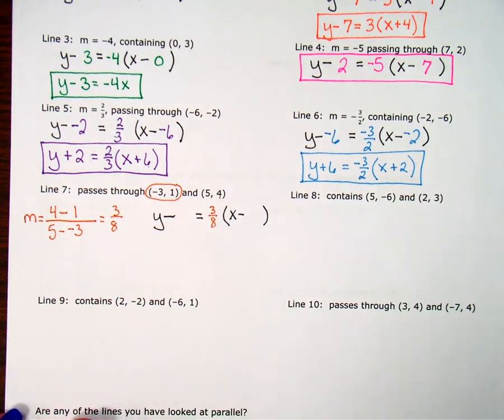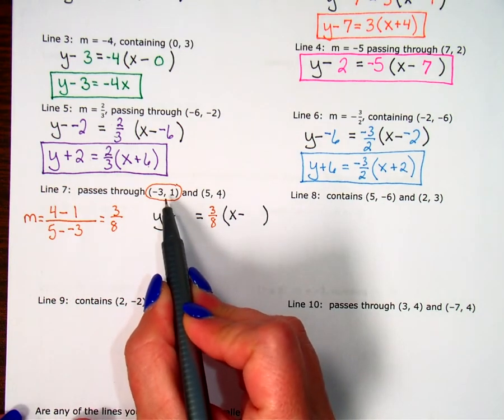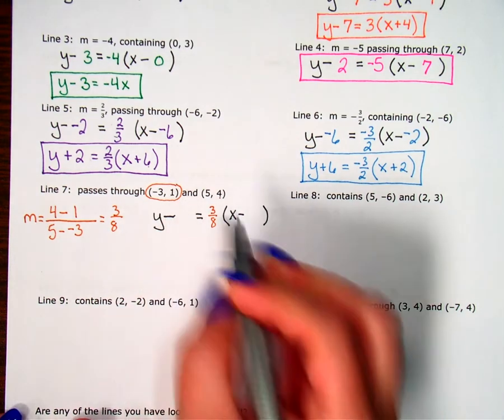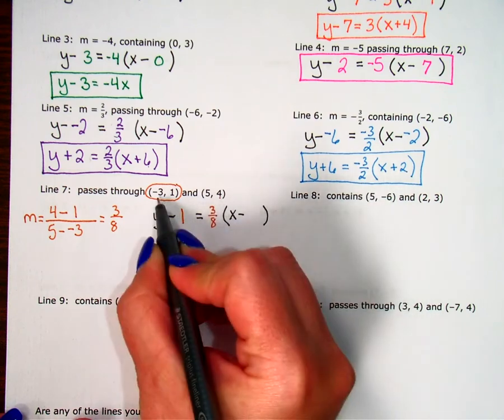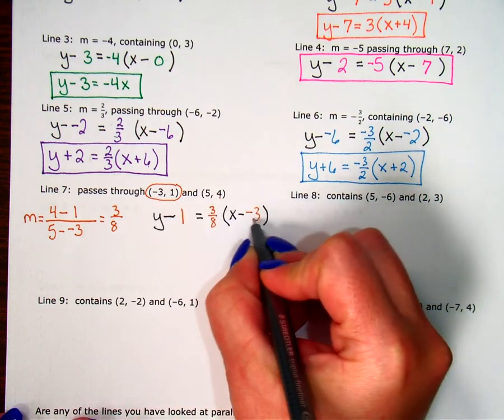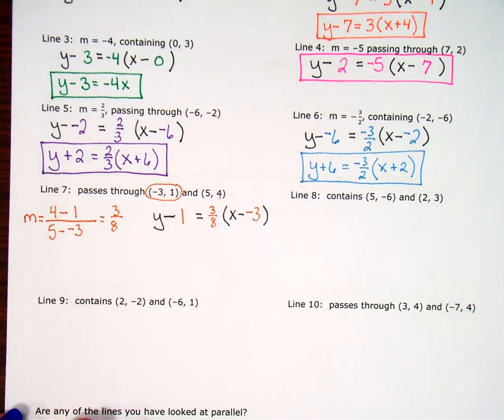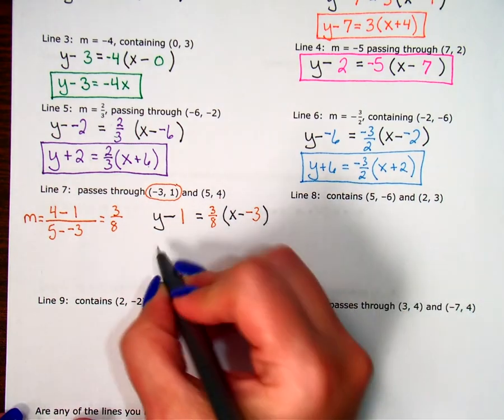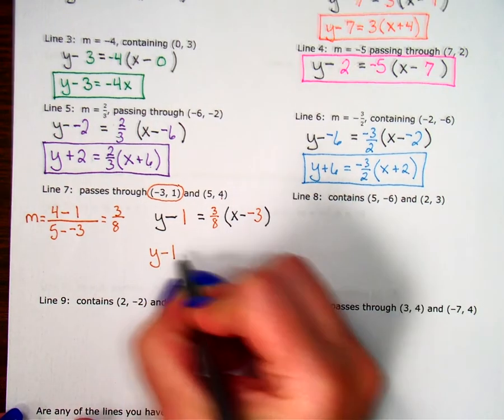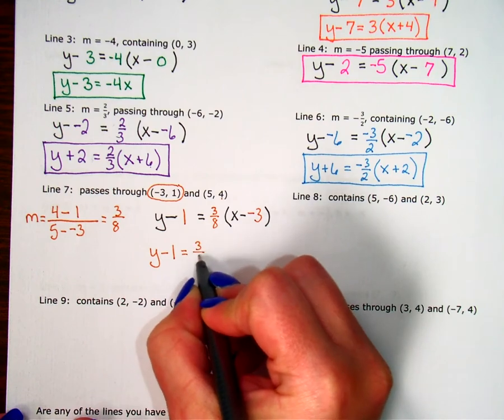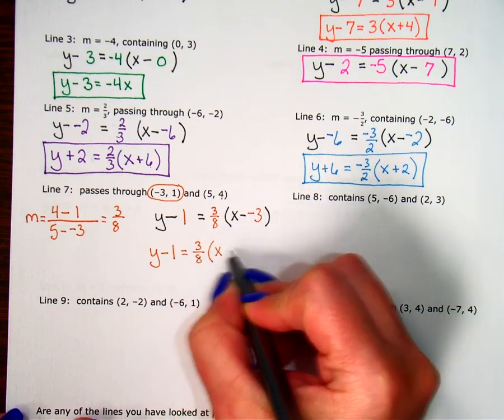But I didn't think that far ahead, and I already circled this one, so I'm going to go ahead and go with this one. My y value is 1, so that goes by y. My x value is negative 3, so that goes over here by the x. I do have a double negative, so I will have to rewrite this. Y minus 1 equals 3/8 times x plus 3.